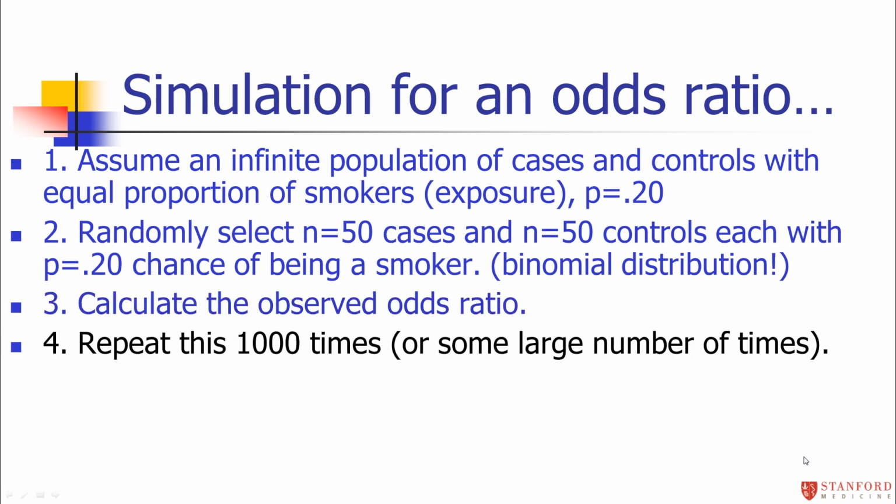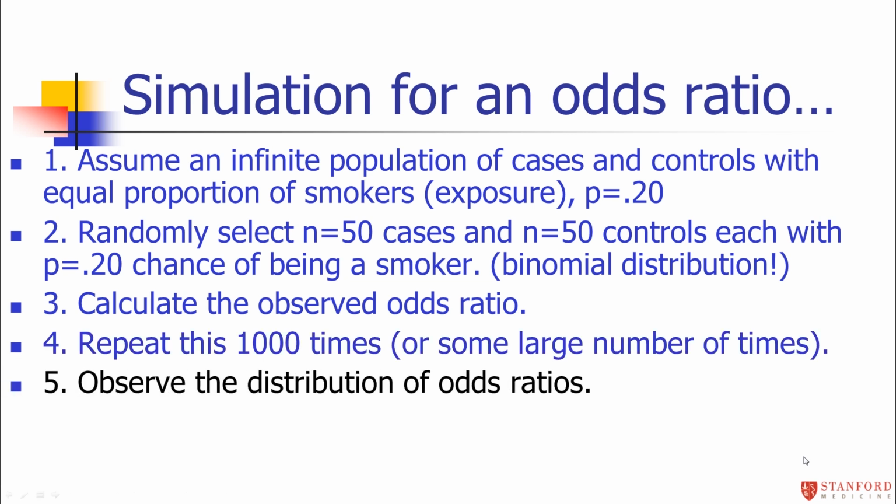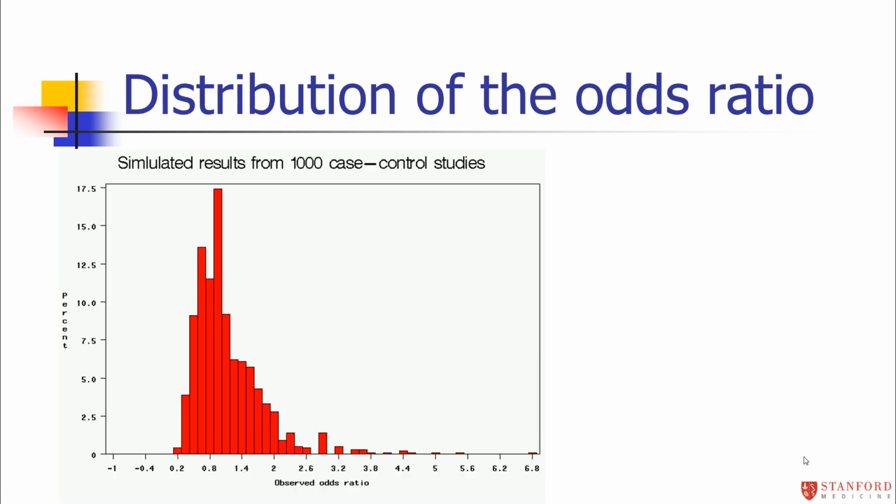Repeat it, say 1,000 times, and then I'm going to observe the distribution of the odds ratio. So here we go. Here's what it comes out to look like. Wait a minute. Oh no, it's not on a normal curve. Oh dear, everything else came out on a normal curve. The odds ratio doesn't naturally follow a normal curve. It doesn't follow a bell curve.